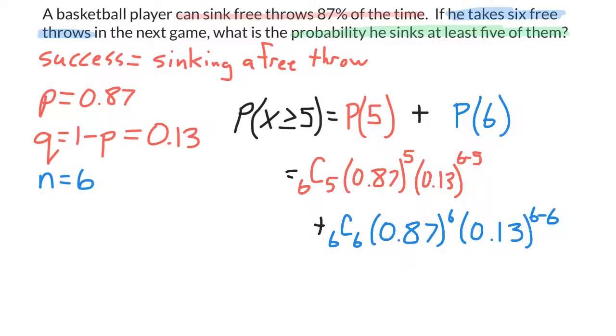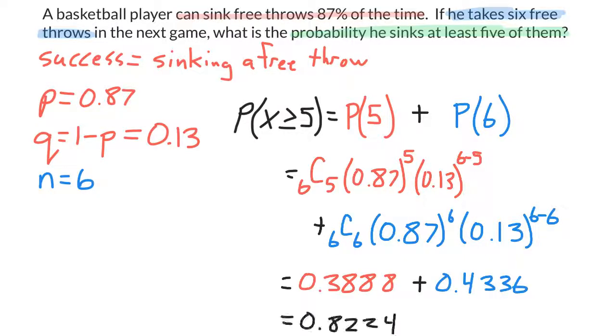So I'll just use that probability formula for binomial distribution for each. So the probability that he makes 5 shots plus the probability that he makes 6 shots. So if you do that in your calculator, you should end up with this probability, which means there's an 82.24% probability that he'll sink at least 5 of his 6 shots.